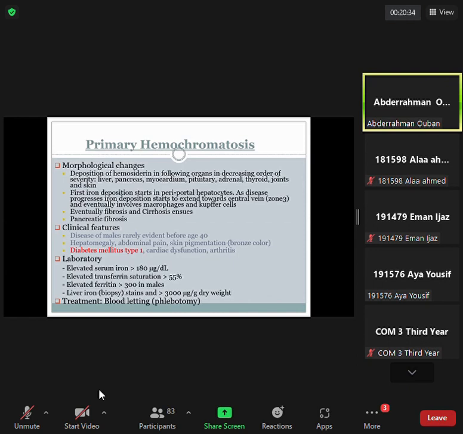And I mentioned to you that the diabetes is type 1 diabetes because the islands of Langerhans are going to be destroyed in the process. Iron may get deposited in the joints as well, resulting in arthritis.